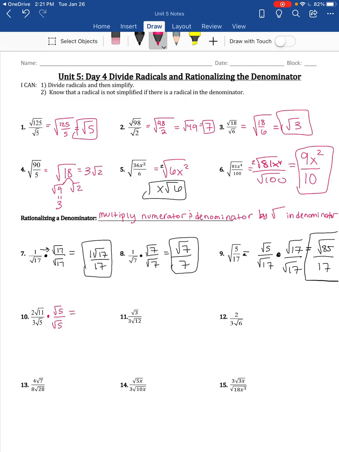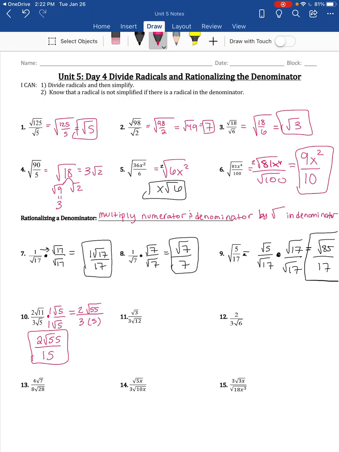And now we multiply, so the tops go together. So 2 times the silent one here is 2. And rad 11 times rad 5 is rad 55. Over down below, 3 times 1 is 3. And rad 5 times rad 5 is the whole number 5. Continue to simplify, so now we have 2 rad 55 over 15. 55 has no perfect square factors, and 2 over 15 can't be simplified, so you're done.